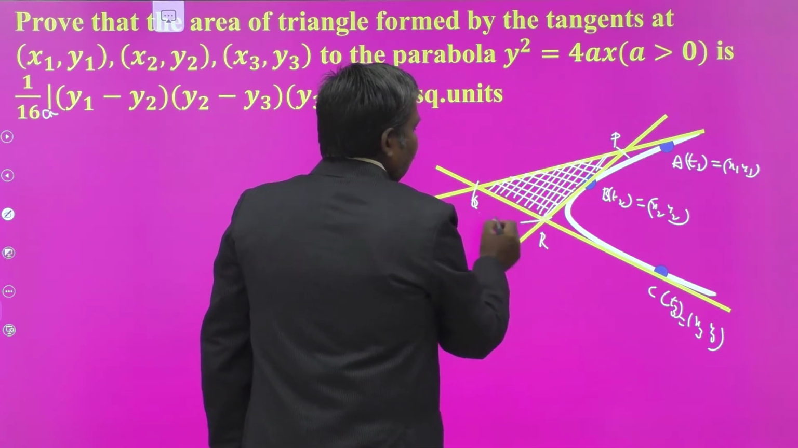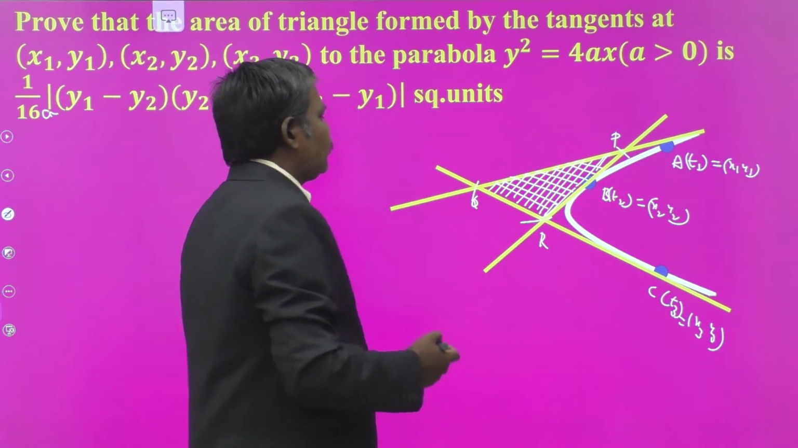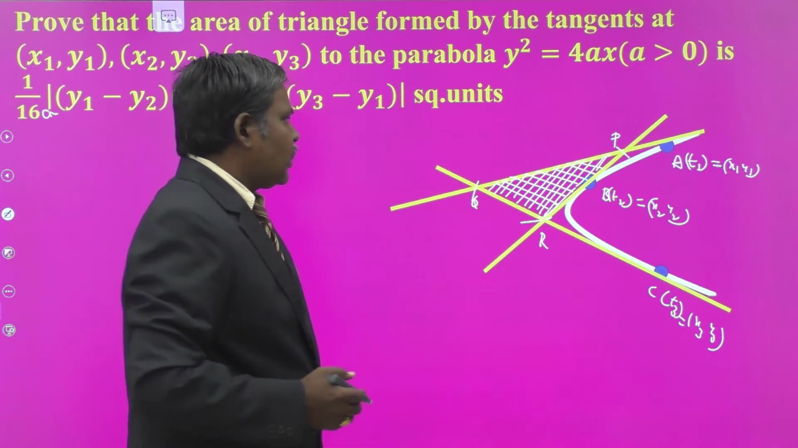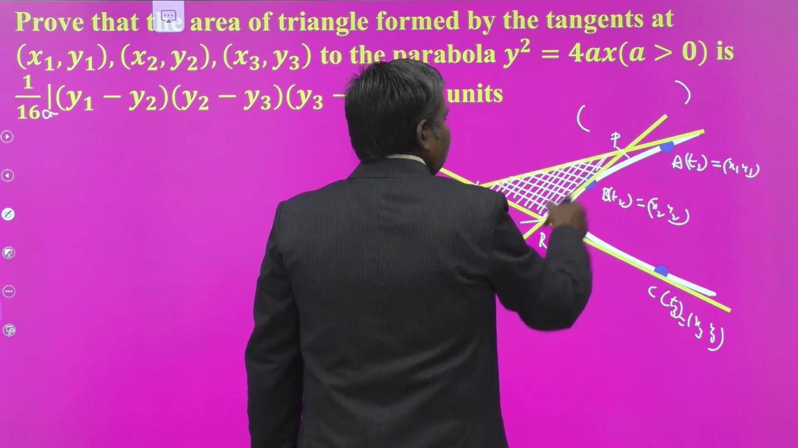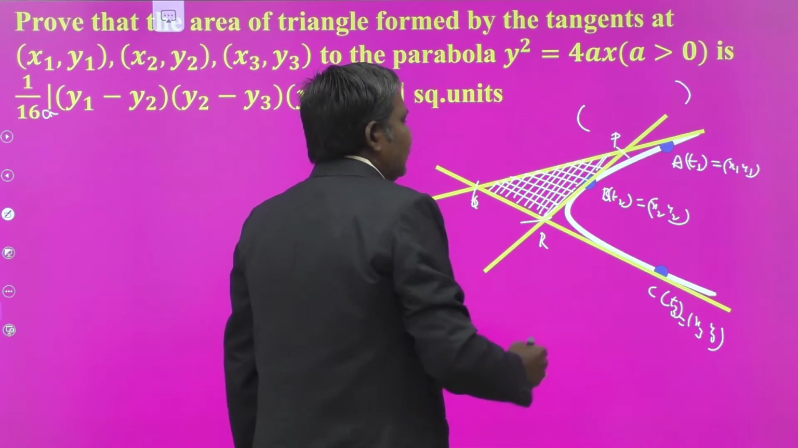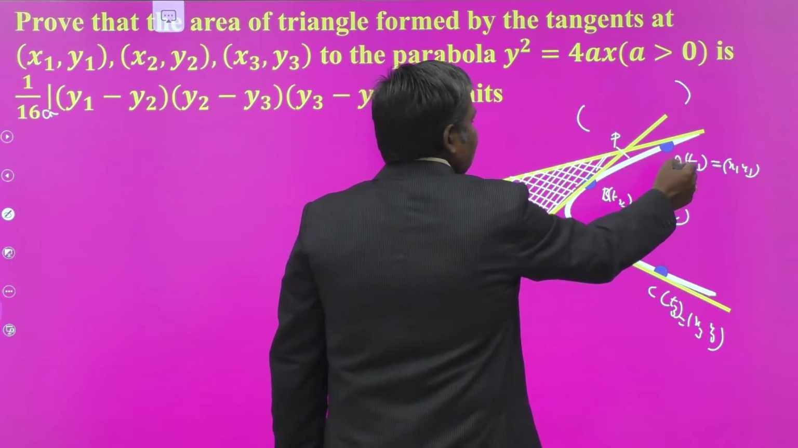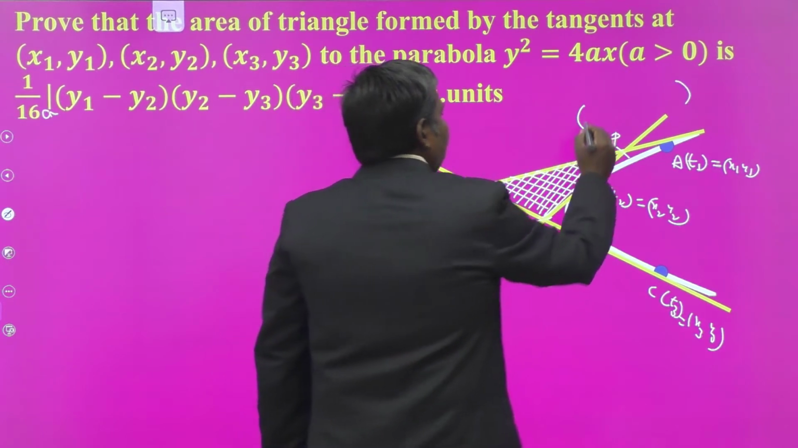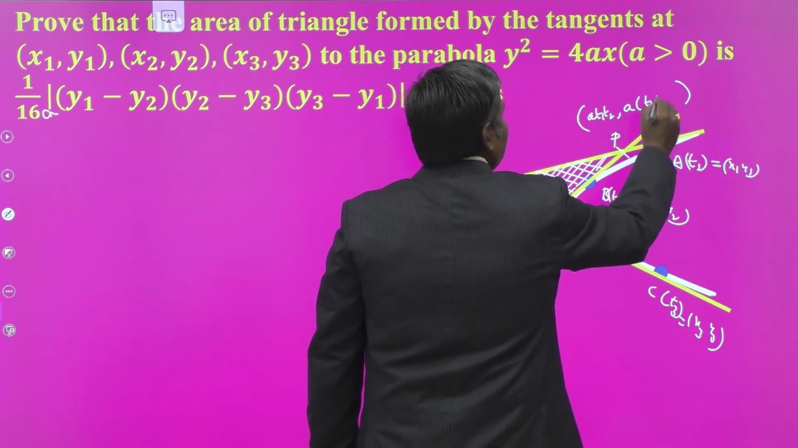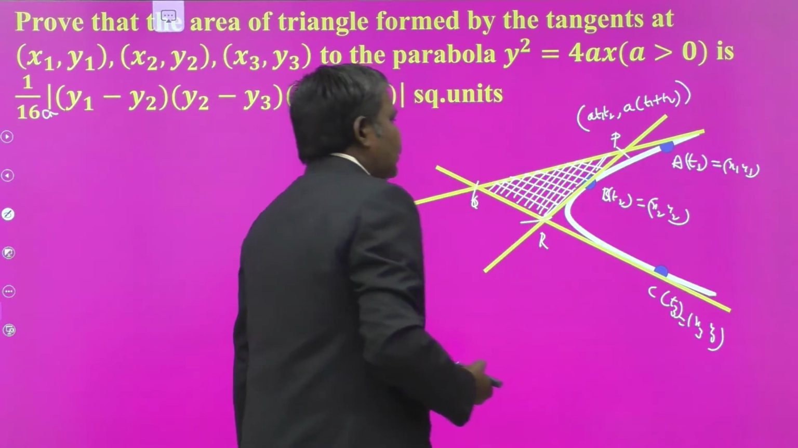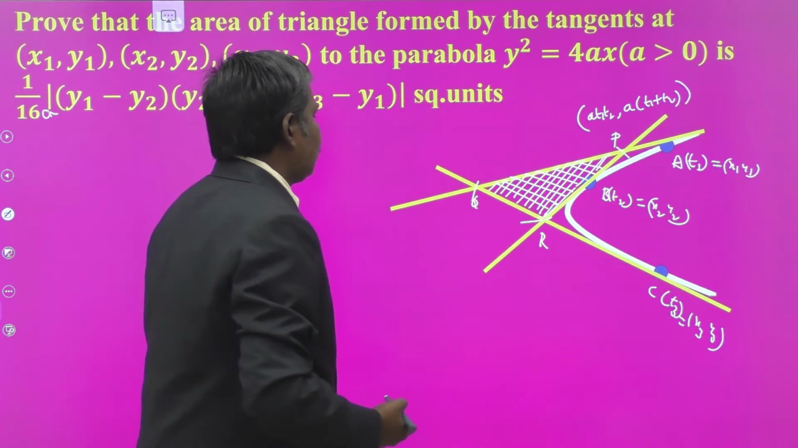How to get the area? You just find the coordinates of P, Q, R, then your job is over. What are the coordinates of P, my dears? The coordinates of P are nothing but the point of intersection of tangents at A, B, that is at T1, T2. What is the point of intersection? A T1 T2 comma A into T1 plus T2.